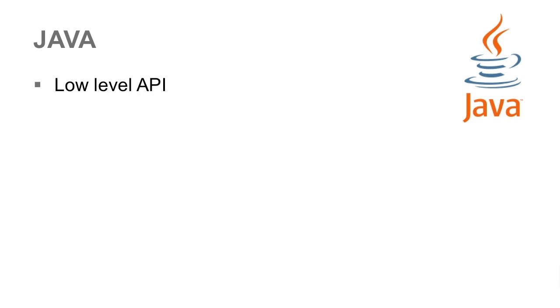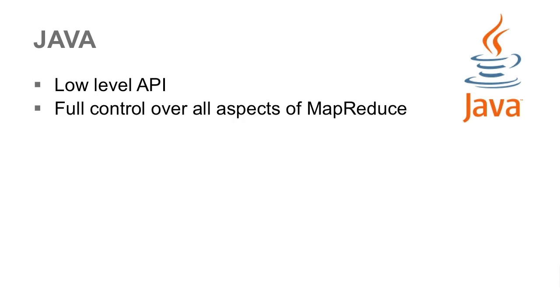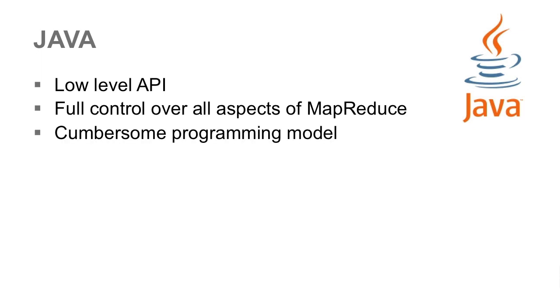Java provides us with a fairly low-level API, but it also gives us full control of all aspects of MapReduce because Hadoop itself is written in Java. For writing daily Hadoop tasks, you will find that the Java API is a bit cumbersome, and you typically need to write quite a bit of lines of code in order to achieve even a simple task. But again, you have great control.